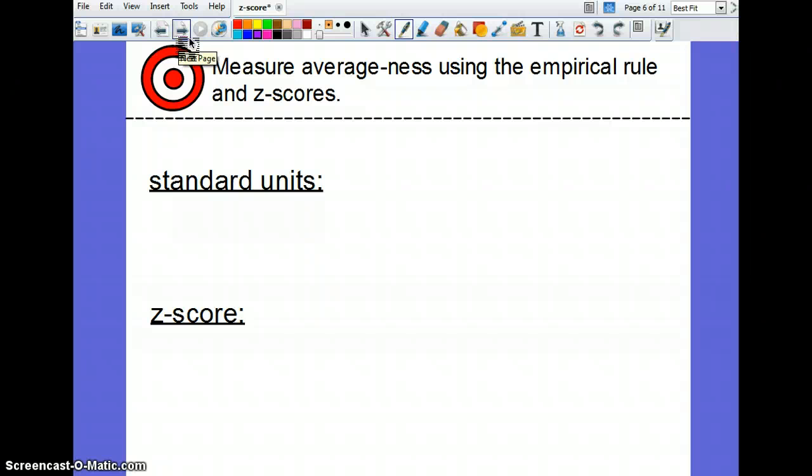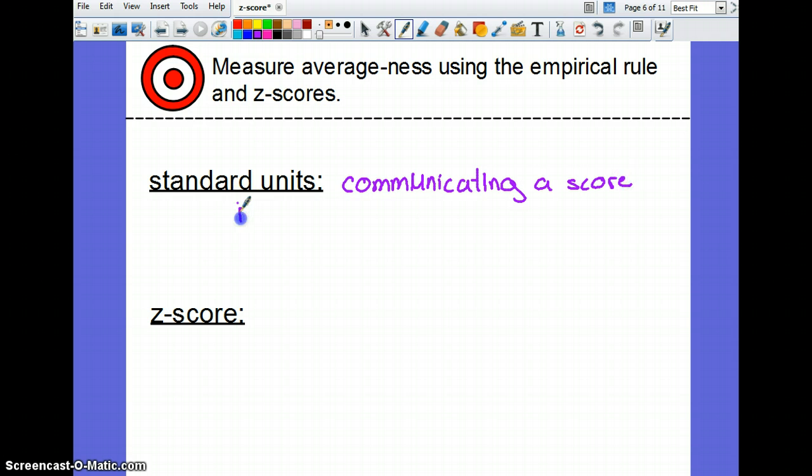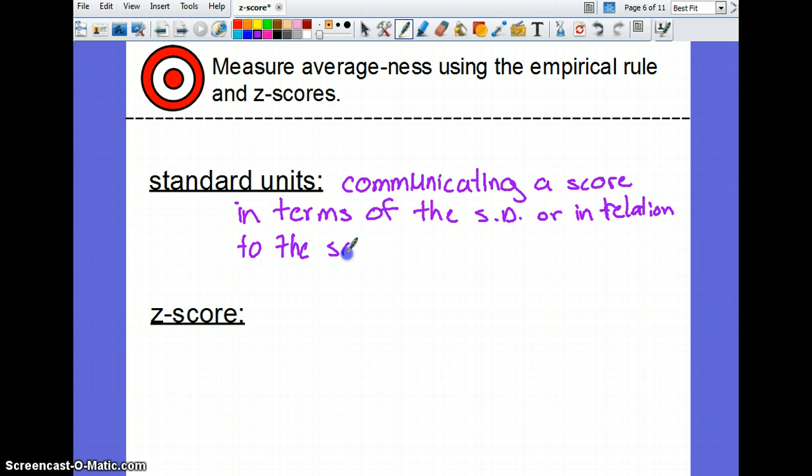Okay, so standard units is basically communicating a score in terms of standard deviations. Or another way to think about it is in relation to the sample. Okay? Basically, what a standard unit is doing is taking whatever the score is, standardizing it, making something that's across the board easy to compare. Kind of like we once did with percents.